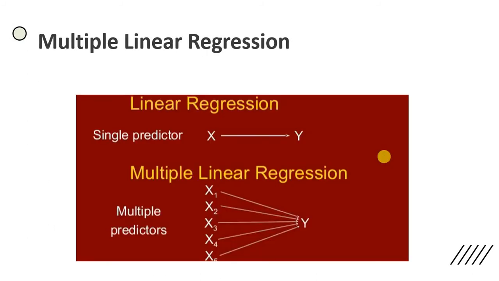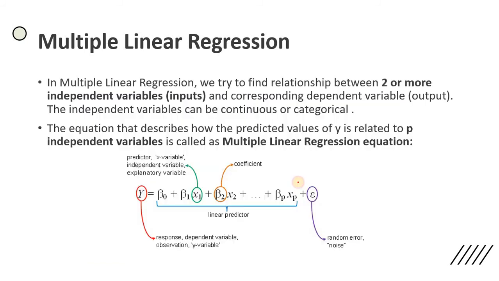Now next is multiple linear regression. As I said, if there is only a single dependent and a single independent variable, that is called simple linear regression. But if there are multiple independent variables, then in that situation it is called multiple linear regression. So the equation of simple linear regression is alpha 0 plus alpha 1 times x.